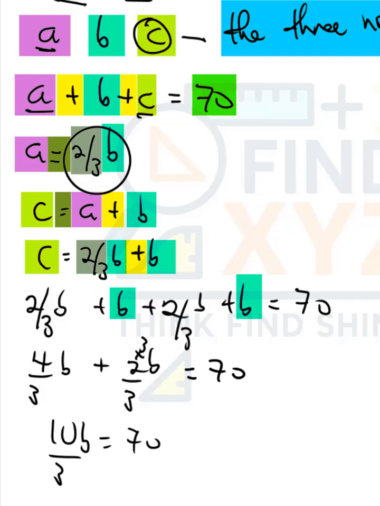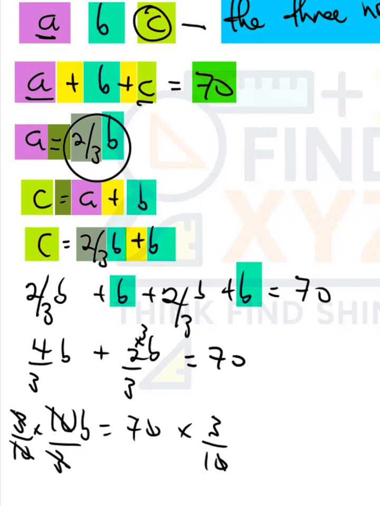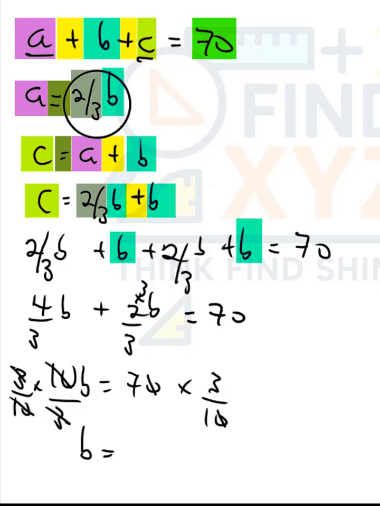Then what can we do? We can multiply both sides by the inverse of 10 over 3, which is 3 over 10. We do the same thing to this side, which is 3 over 10. So that 3 divides 3, then 10 also divides 10. Then 0, cross out 0. We are left with B is equal to 7 times 3, which is 21. So we know the value of B.